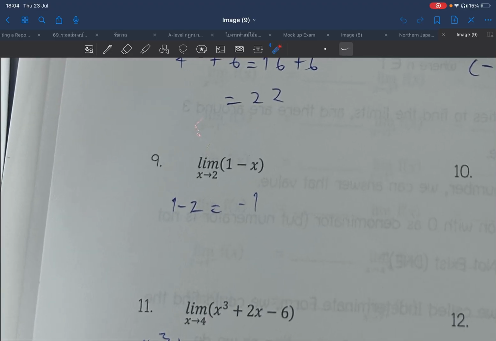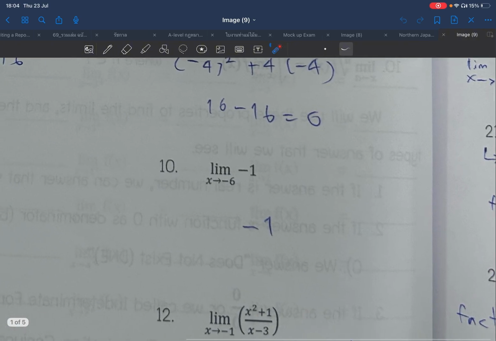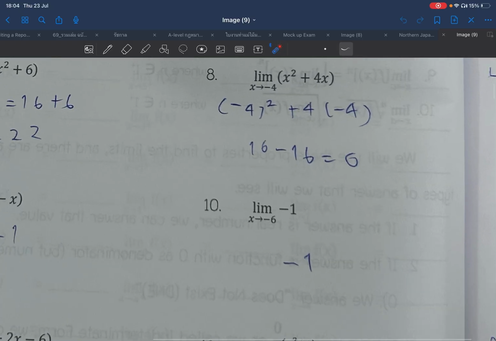Alright, number 9. So we substitute x equals 2 into the function directly, which we will get 1 minus 2 equals minus 1. Very simple. Alright, so number 10. Just like problem number 4. So, -1 is a constant. As x approaches -6, the constant remains unchanged. So the answer is -1.